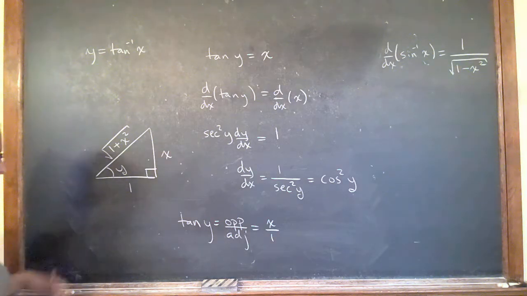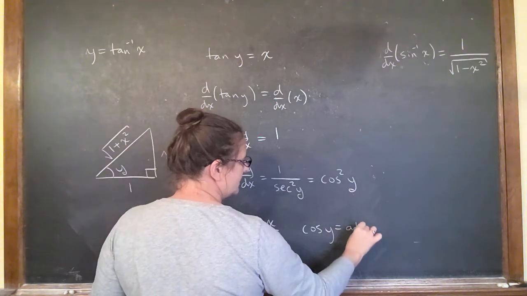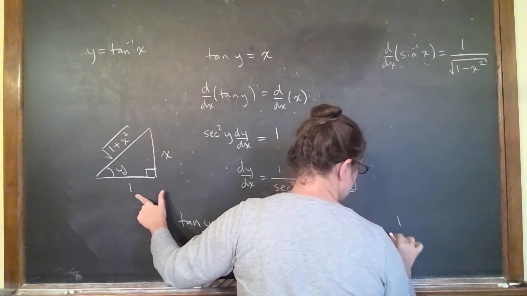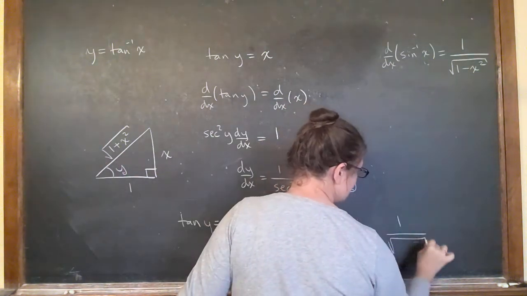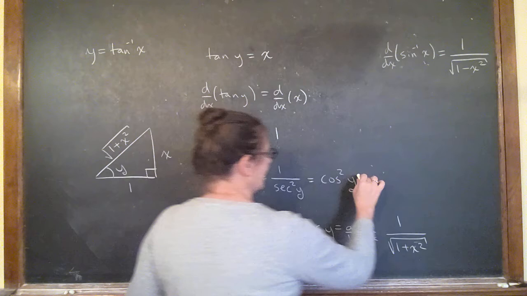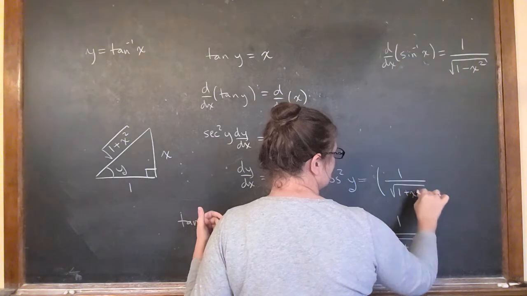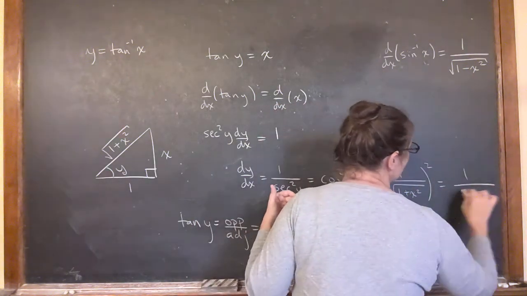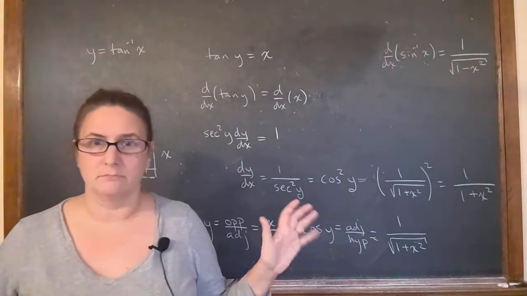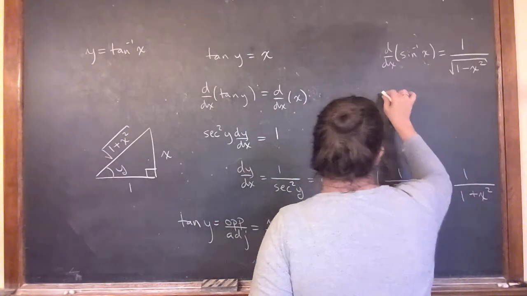Now, what's cosine of y? It's adjacent over hypotenuse. My adjacent is 1, and my hypotenuse is the square root. I want to put that in there, but I don't actually have cosine y, I have cosine y squared. So I have 1 over the square root of 1 plus x squared, squared. Then I have a very nice 1 over 1 plus x squared. That's why it comes up very often later on, because you see this form quite a bit.